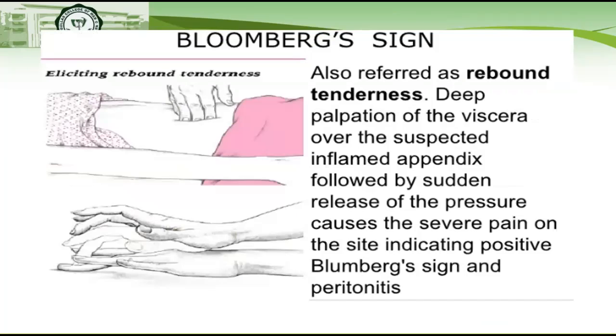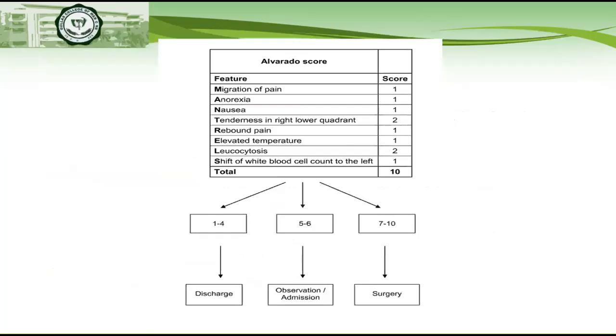Blumberg sign, also referred to as rebound tenderness. So upon deep palpation of the viscera over the suspected inflamed appendix, followed by sudden release of the pressure, causes severe pain on the site, indicating positive Blumberg sign or peritonitis. So same side. You also have different scoring systems. We have the Alvarado score. Please know this. It's in your Schwartz book.